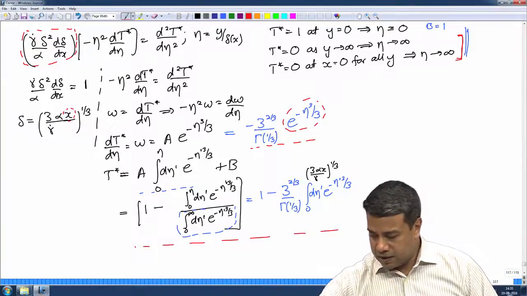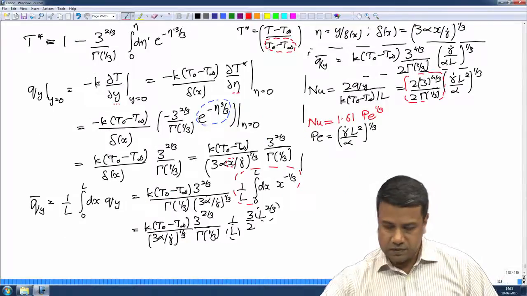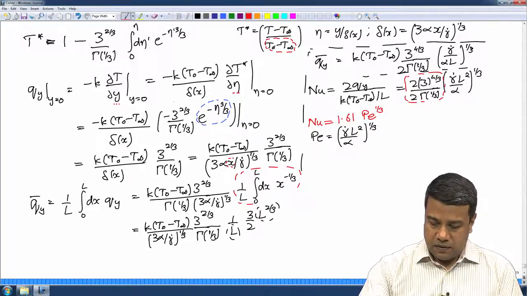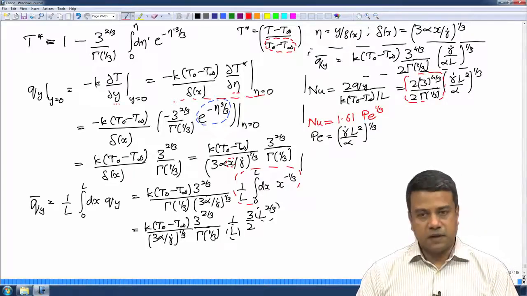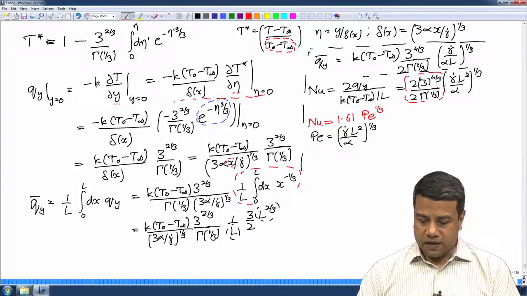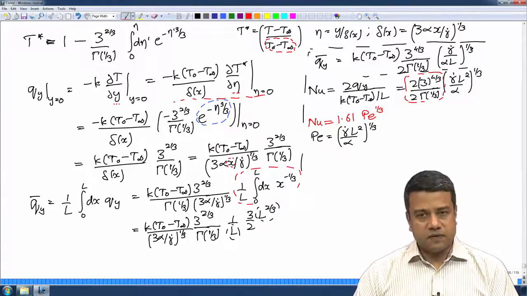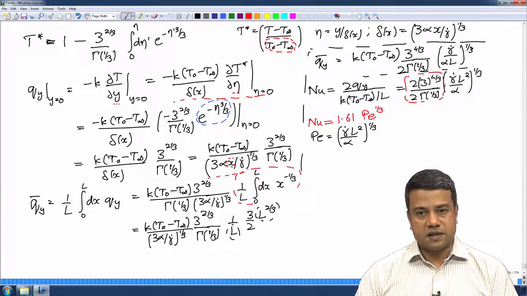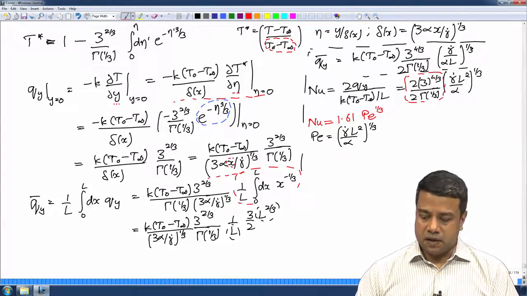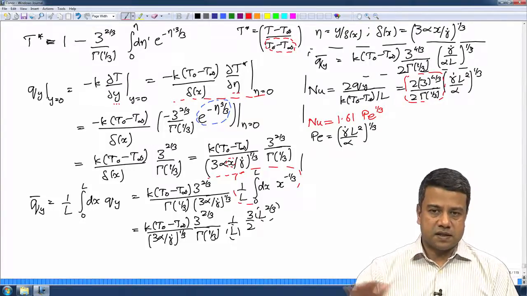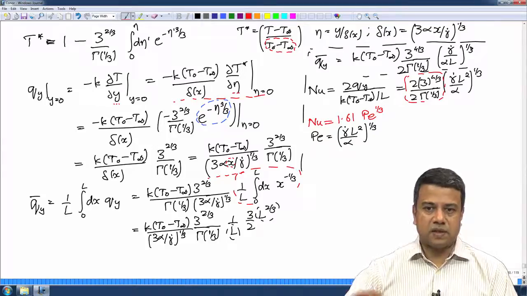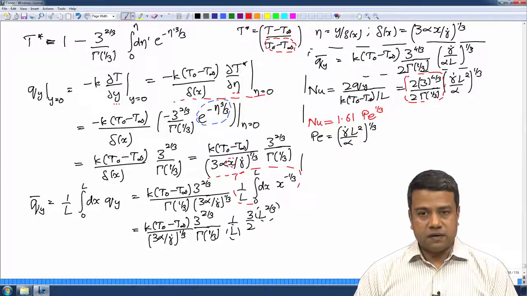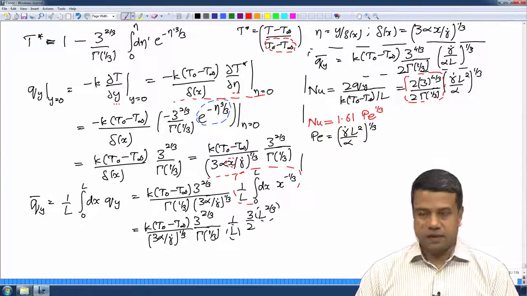From that, we can calculate the heat flux, Qy as minus k dT by dy. You get it in terms of the similarity variable. Since we have solved for that similarity variable, we can find out what is the heat flux as a function of the downstream distance. Note that the heat flux decreases as x to the minus 1/3, because the boundary layer thickness increases as x to the 1/3. So, it has a power law scaling with downstream distance. And from that we got the average heat flux, and from that the Nusselt number.